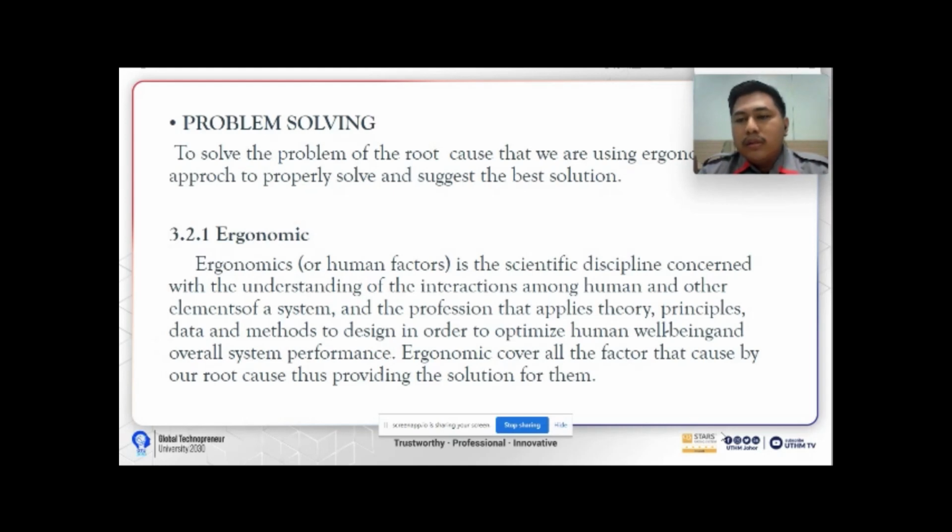In ergonomics, they cover all the conditions. We propose the best solution to solve the problem that the students endure at the exam hall. For example, their sitting position, the lighting, the temperature condition, and many more. All of these we will apply using the ergonomic principles that we have understood and learned in class to solve the problem. So the students will have the best condition to answer their exam.